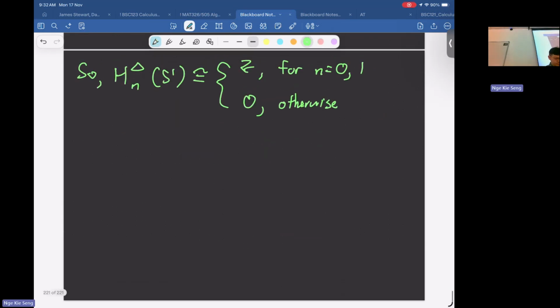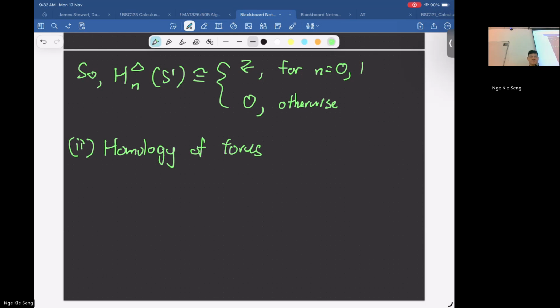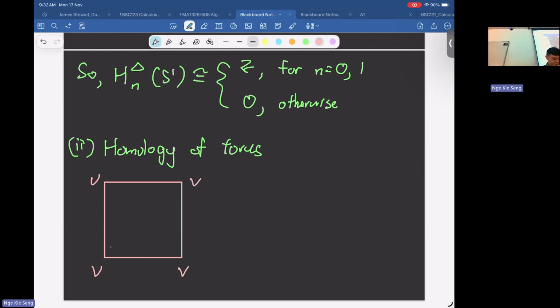Let's continue. Let's do one more. Second, let's do the torus. Do you want to guess? Any guess? Okay, let's do it. You need to learn to guess, because you need to learn to conjecture. Conjecture is something very important.